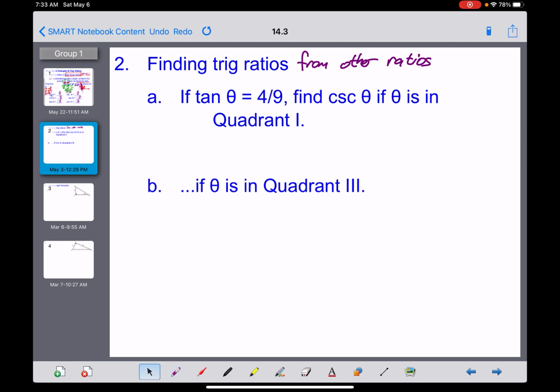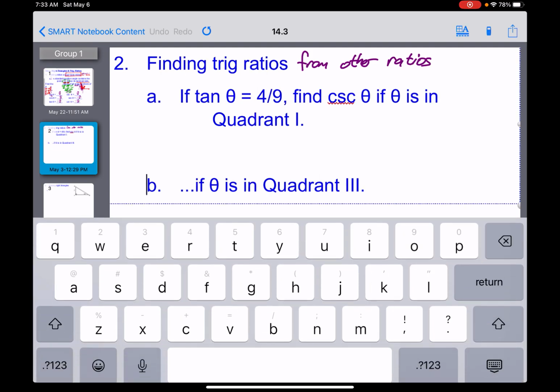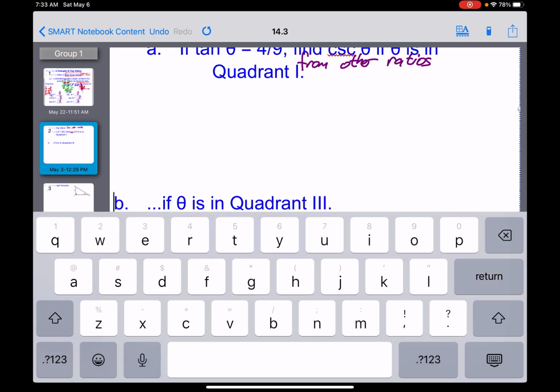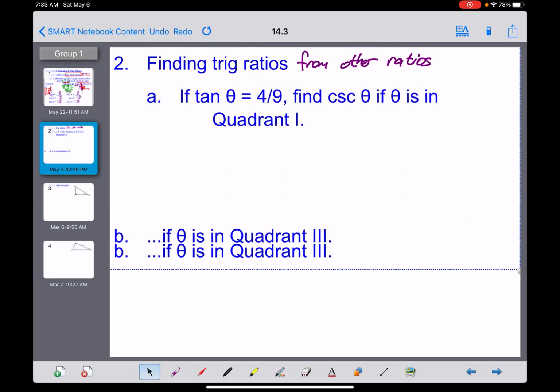They're telling us here, guys, that if the tangent of theta is equal to 4 over 9, we're supposed to find the cosecant of theta, and in two different cases here. First of all, if theta is in quadrant number 1. So let's take a look at what we're dealing with here, guys.